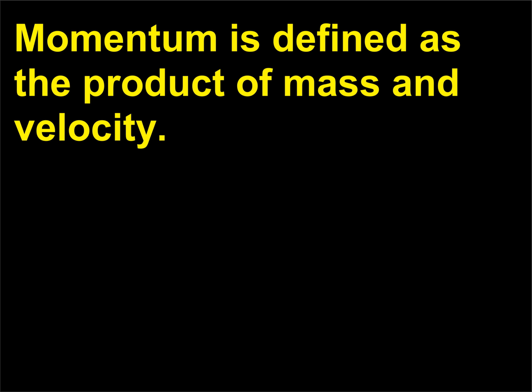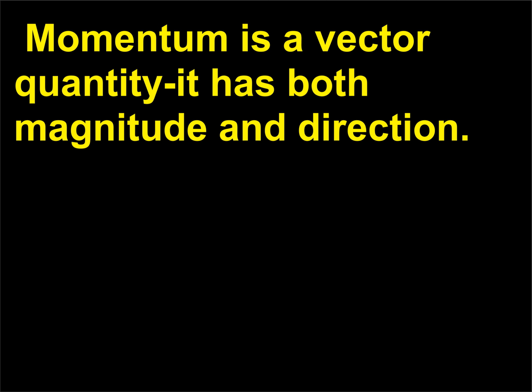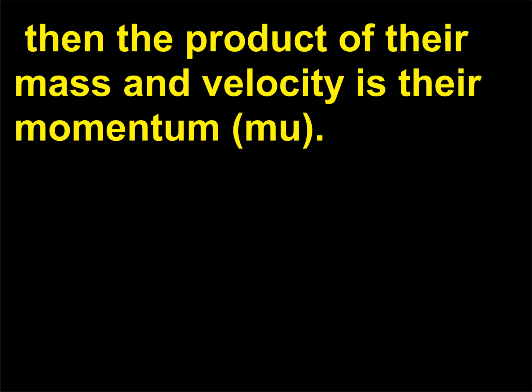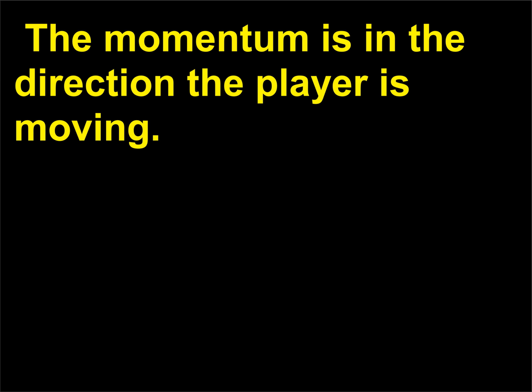Momentum is defined as the product of mass and velocity. Momentum is a vector quantity. It has both magnitude and direction. Consider a football player, a lineman. Linemen are massive. If they can run fast, then the product of their mass and velocity is their momentum, mv. The momentum is in the direction the player is moving.